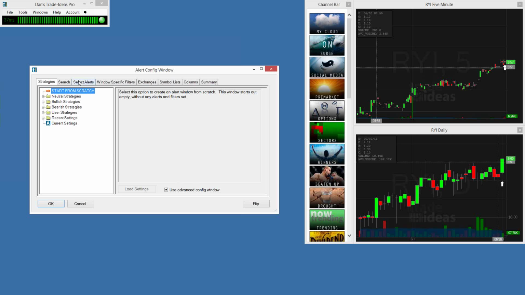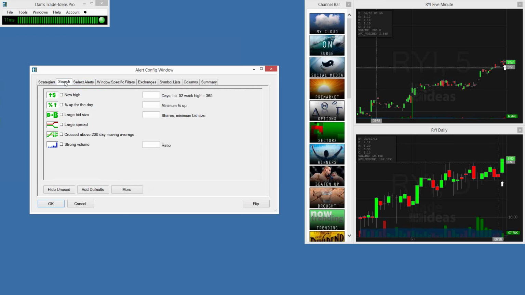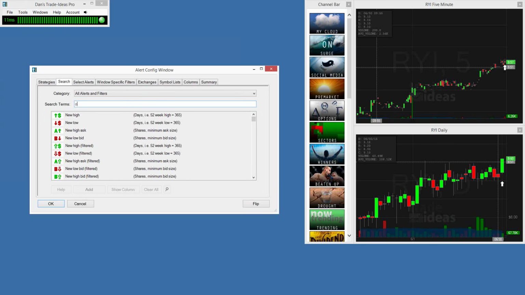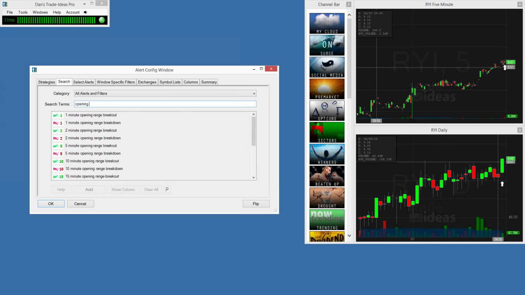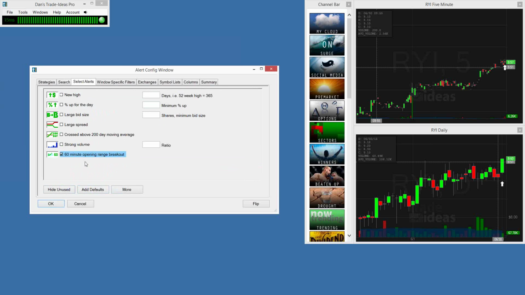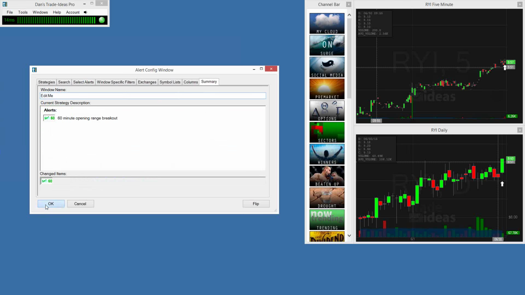So let's do this. One of the most popular alerts is the opening range. And by the way, notice we have opening ranges for the 1 minute, 2 minute, 5, 10, you know. I personally like the 60-minute because I feel like the longer the time frame for the range, the more statistically significant the range becomes. So I take the 60 minutes, and by the way, hold on, I'm going to hit OK.